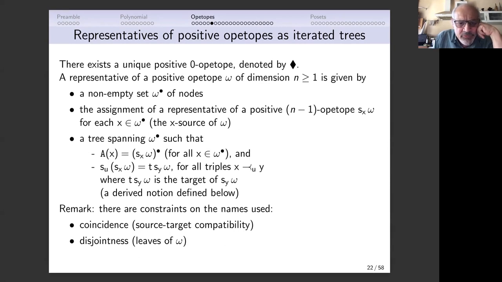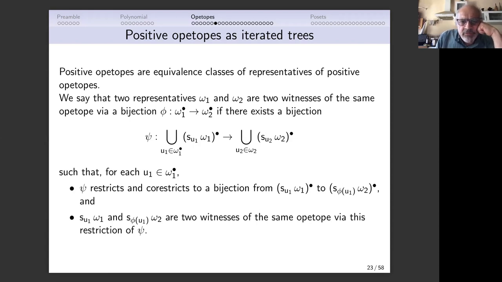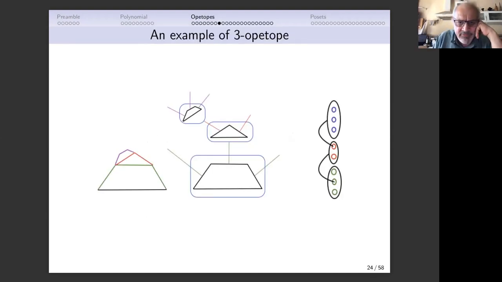So I just want to show that this definition hides some subtleties, because I insist on some disjointness assumptions. When I define trees, I asked for leaves to be all named differently. So there was some disjointness, but sometimes I also want names to coincide because I want a target to be equal to a source. So it's quite subtle in terms of choice of names. Okay, and here I will skip the details, but I have an explicit description of what I mean for two representatives of positive opetopes to be the same. It's essentially through a bijection that recursively calls for other bijections. I will skip this because I'm already noticing that time is flying. So here's an example of three opetopes.